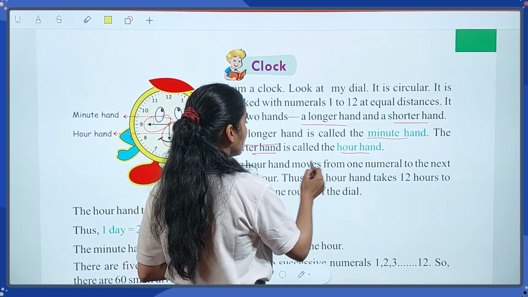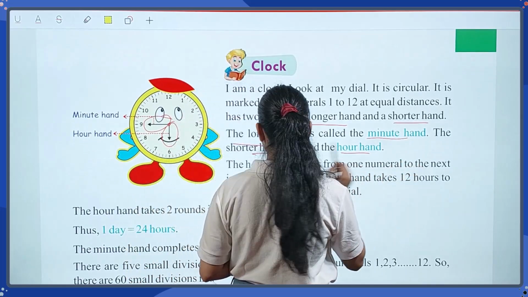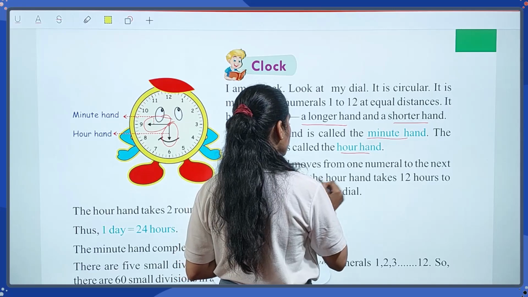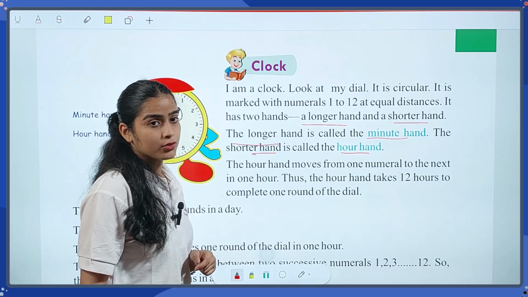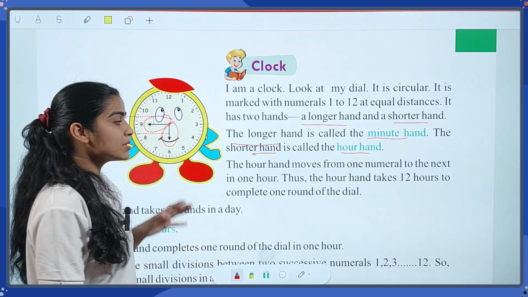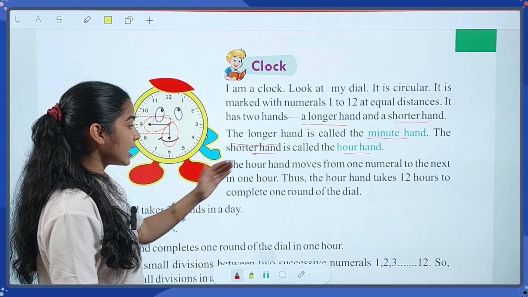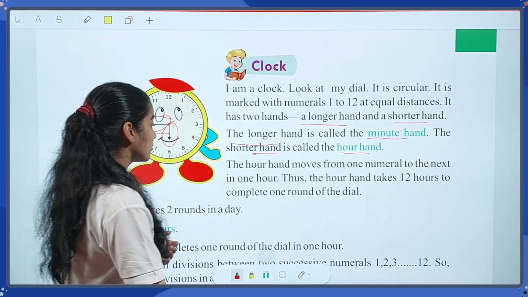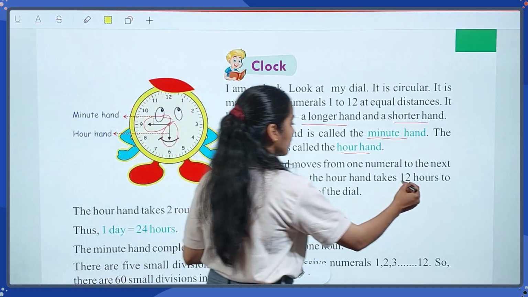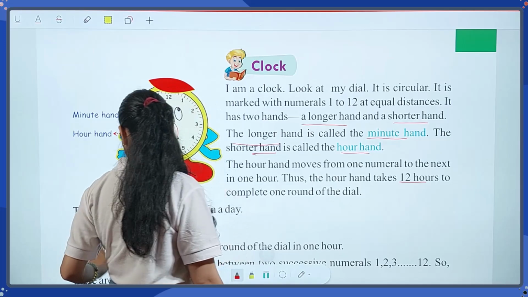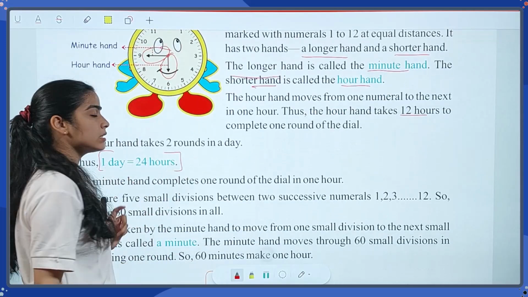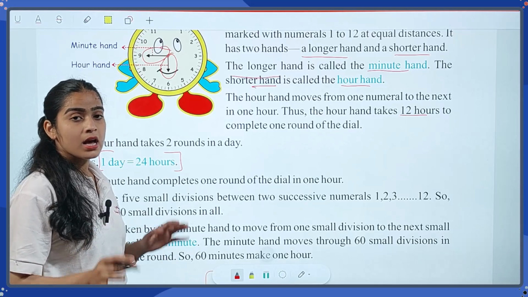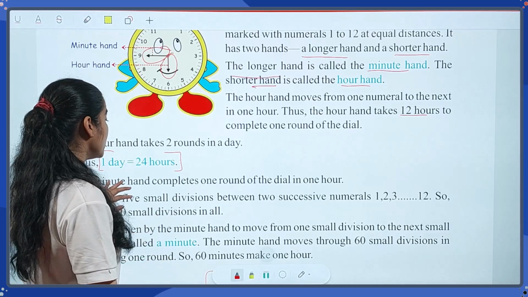The hour hand moves from one numeral to the next in 1 hour. Thus the hour hand takes 12 hours to complete one round of the dial. So how much time is taken by the dial to complete one round? 12 hours. Now, one day has 24 hours. So what is the relation between day and hours? How many hours do we have in one day?